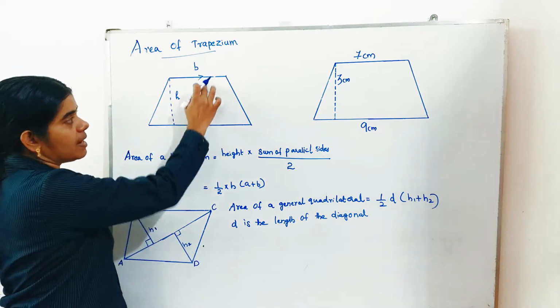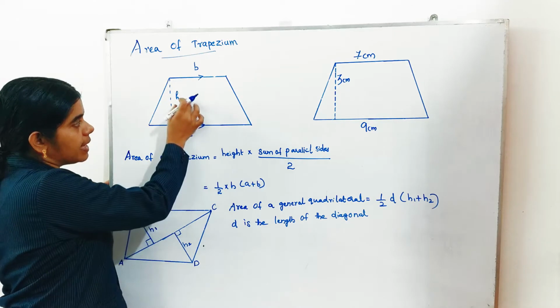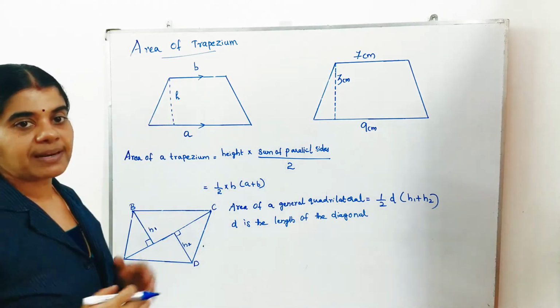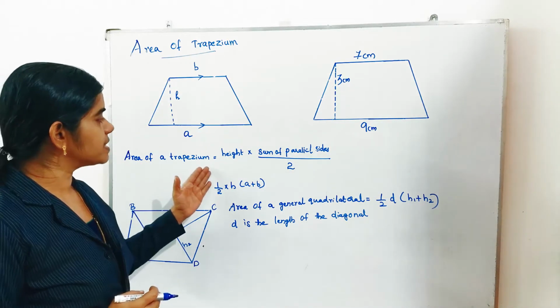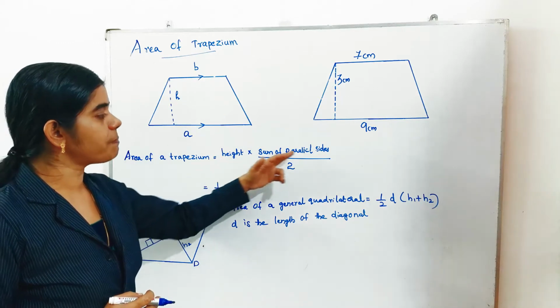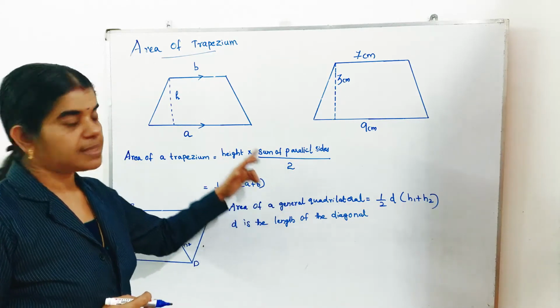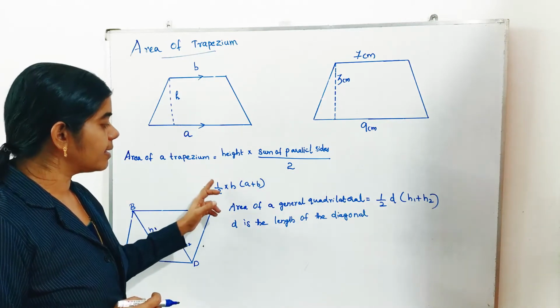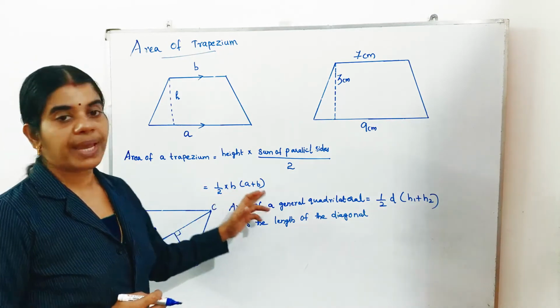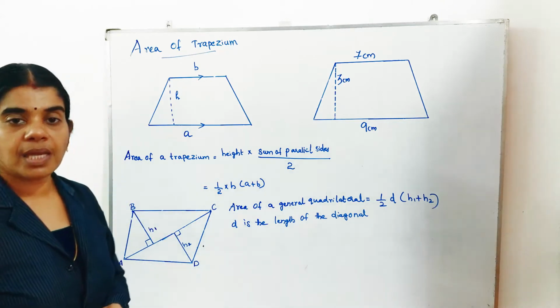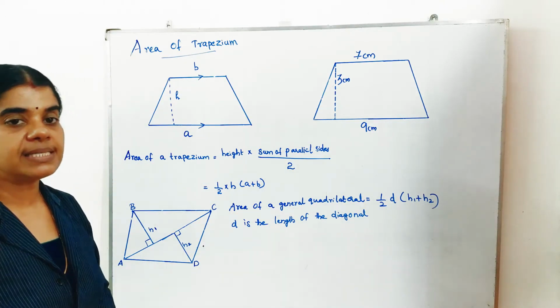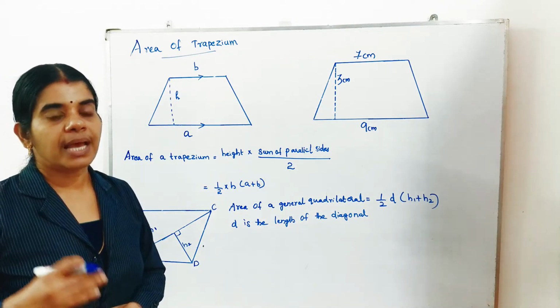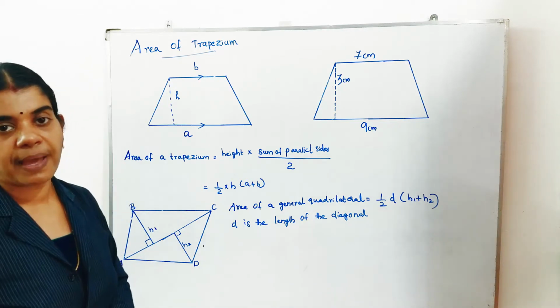Here A and B are the two parallel sides. H is the distance between the two parallel sides. The area of a trapezium is height times the sum of the parallel sides divided by 2. The sum of the parallel sides means A plus B, divided by 2, that we are taking here. Half into H into (A plus B) will be the area of a trapezium, where H is the distance between the two parallel sides and A and B are the two parallel sides.